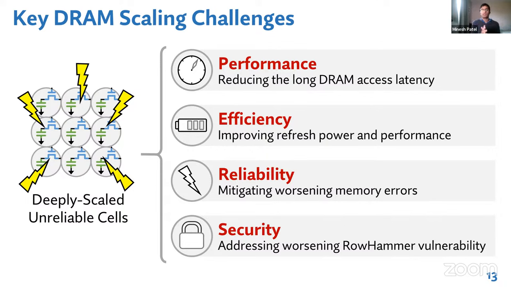For performance, we want to reduce the long DRAM access latency that we see, but this is difficult to do because that also exacerbates errors. Similarly with DRAM refresh, we need to refresh more and more cells, which requires us to find ways to improve refresh power and performance. With respect to reliability, we have an overall increasing error rate that we need to mitigate lest these errors become problems for the rest of the system. And for security, we need to address the worsening RowHammer vulnerability as these cells scale down.